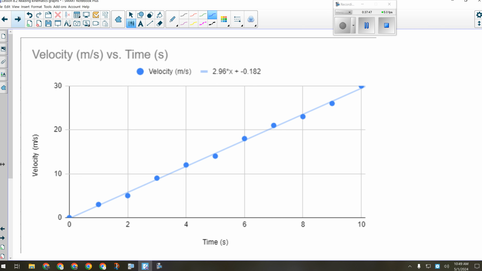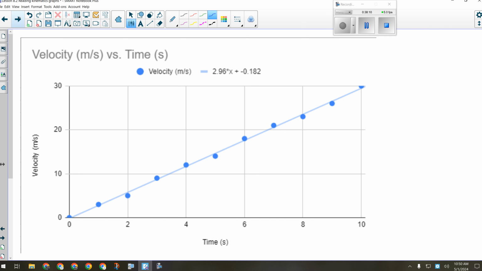What's the acceleration of this object? 2.96 meters per second squared forward, or positive. Okay, how do we know that? It's in the equation. This is a graph clearly showing an object whose velocity is changing over time. There's clearly an acceleration going on here.